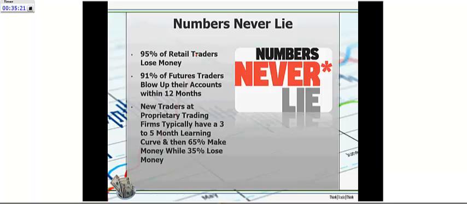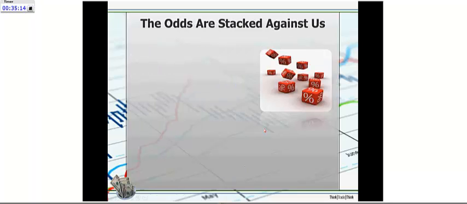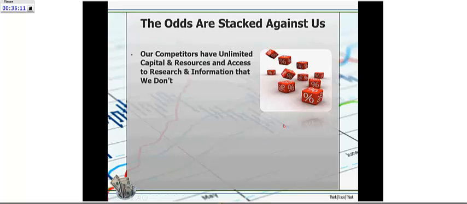And again, I'm not trying to scare you with these numbers. I'm just trying to show you what the actual reality is. And the odds are stacked against us. Our competitors have unlimited capital and resources, and they have access to information and research that we don't have. If you think about it, the multi-billion-dollar hedge funds spend millions of dollars on research alone, right? They have teams of analysts that all they do is look for information that'll help them make more money. We just don't have that, unfortunately.